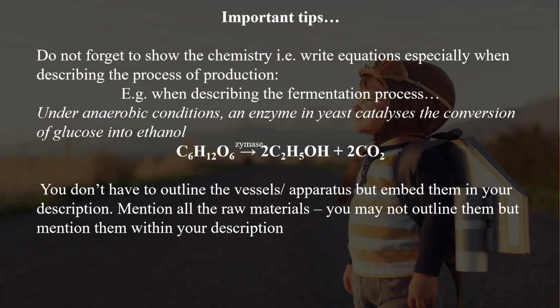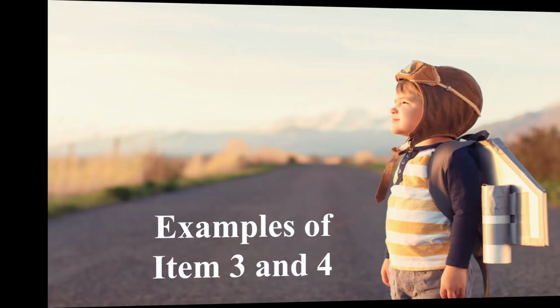You don't have to outline the vessels or the apparatus, but you can embed them in your description. Mention all the raw materials that you have used, or you may not outline them, but mention them within your description, so the scorer will be able to identify the raw materials and the vessels in your writing. Yes, it doesn't mean you have to write a heading raw materials, process of production. Yes, you can embed them all in your description. The scorer will find them, but make sure they are clear.